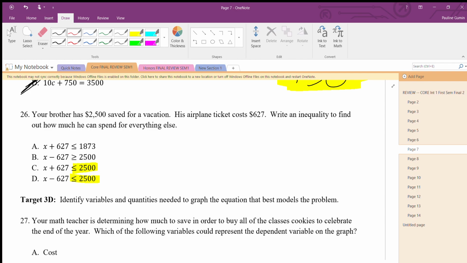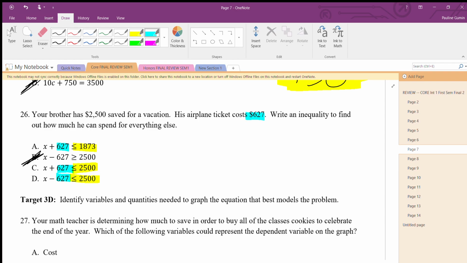Perfect. Oh, well, there's also less than 1873. We'll have to look into that. Letter B is out. Well, that's one option down. His plane ticket costs $627. So that means he for sure spent that money. Unfortunately for us, letters A, C, and D all have 627 in them.